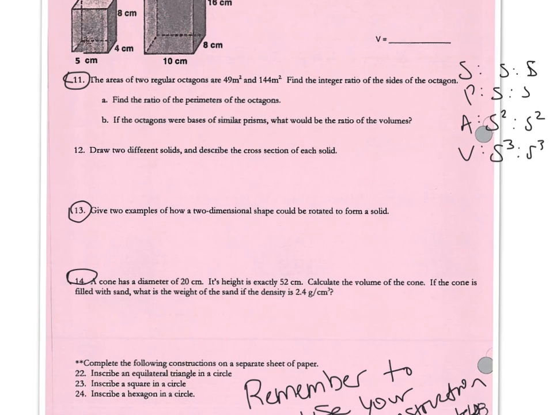Number 13, give 2 examples of how a 2-dimensional shape could be rotated to form a solid. I'll do one of them just to show you what it looks like. So if I take a rectangle and I rotate it 360 degrees, that's going to create a 3-dimensional shape that is a cylinder. Okay, rotate this rectangle around and you have the cylinder. There's one example. See if you can find another.